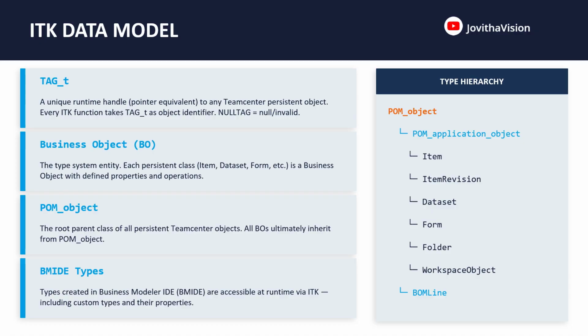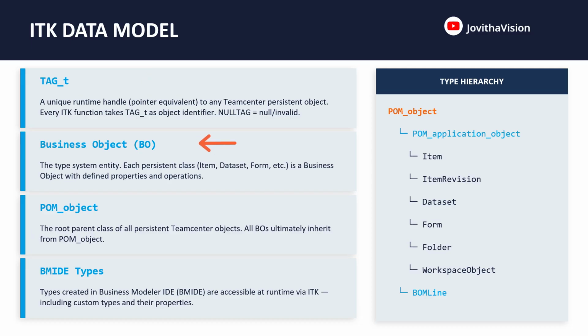Now let's talk about the ITK data model, how Teamcenter objects are represented in code. The most fundamental concept is tag_t. tag_t is a runtime handle, an integer identifier that uniquely refers to a persistent Teamcenter object within a session. Every ITK function that operates on an object takes a tag_t. Null tag, value 0, means null or invalid. Always check for null tag before using any tag_t you receive.